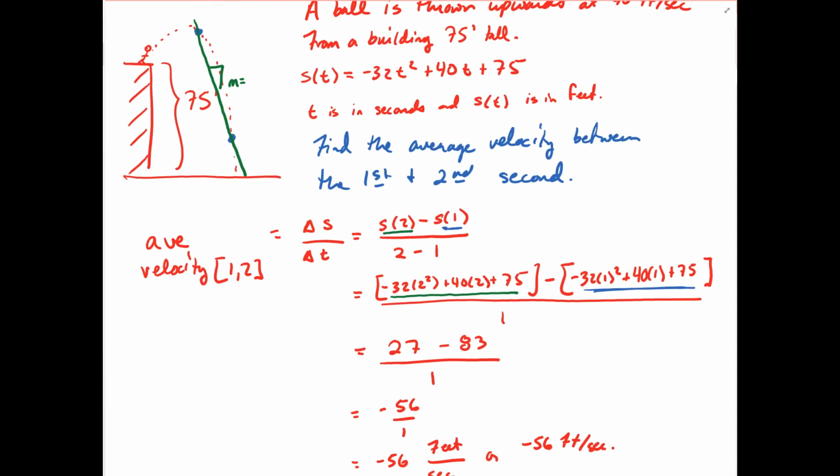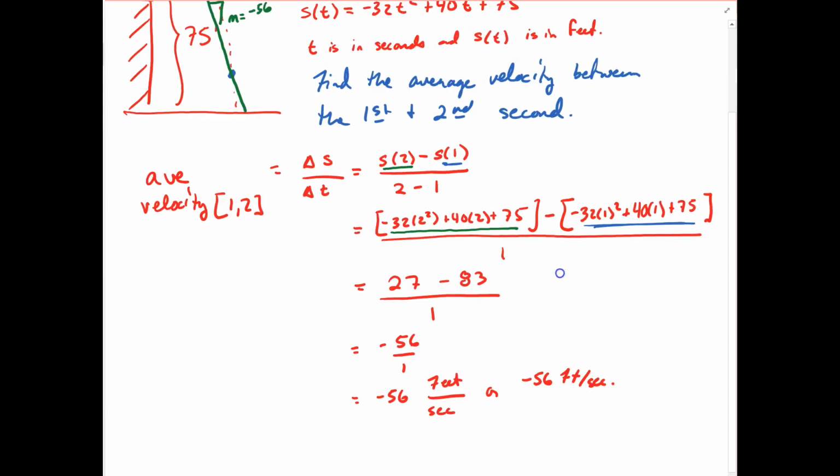So in answering the question, on average, how fast did this ball fall during that 1 second interval, the answer is negative 56, and that corresponds to the slope of this secant line.